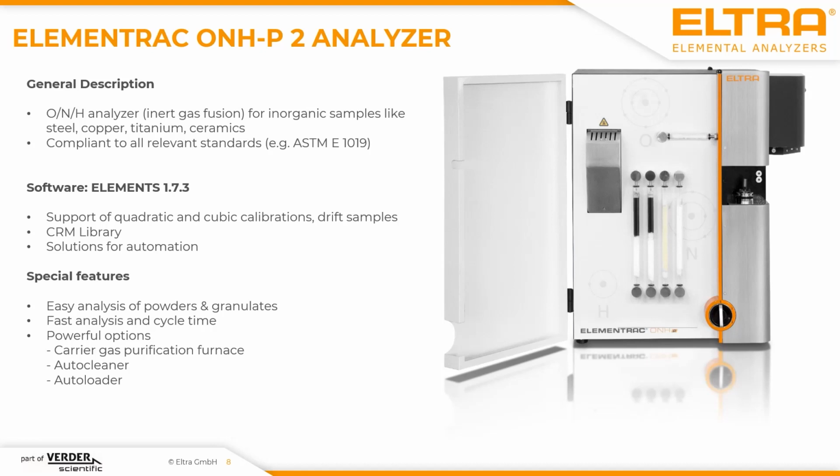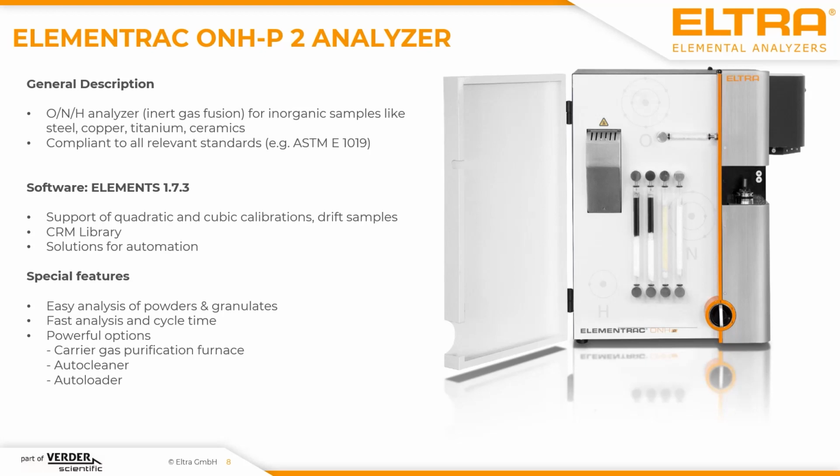Maybe you know ELTRA from former times, when the analyzers were gray with, I would say, rudimentary software. But what we have done in the past is develop powerful software with more options, like support of quadratic and cubic calibrations. We can use drift samples. We have a powerful CRM library. And the important thing, which is discussed in the following, is that we have solutions for automation. On the one hand, this means we have solutions for working with autoloaders, and we also have a solution to work with robots, which means that everything is done by external partners, and we have robots to operate with the analyzer.